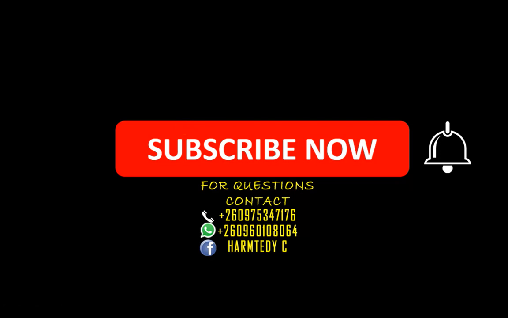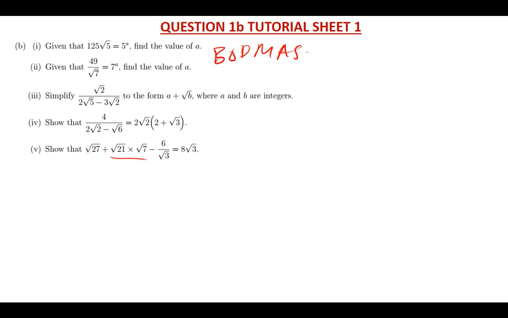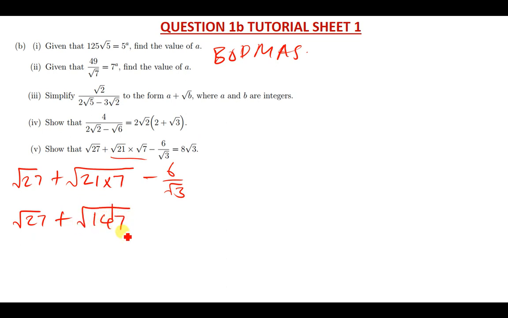The root of 21 times the root of 7 is the same as the root of 21 times 7. So let me first write the root of 27 there, then plus the root of 21 times 7, then minus 6 over the root of 3. We can simplify 21 times 7. The answer is simply 147. So this can be written as the root of 147, and then minus 6 over root 3.